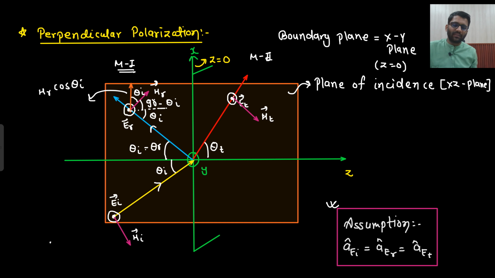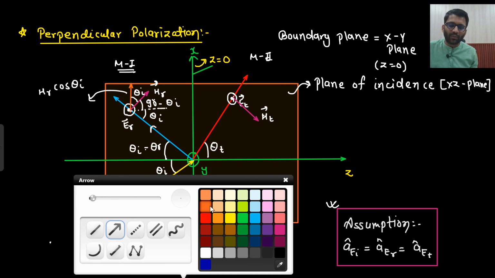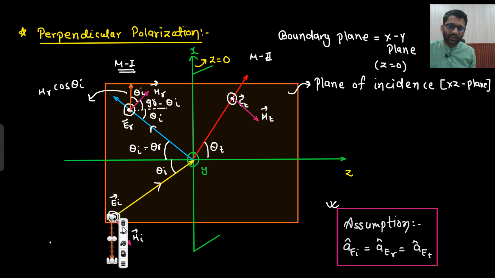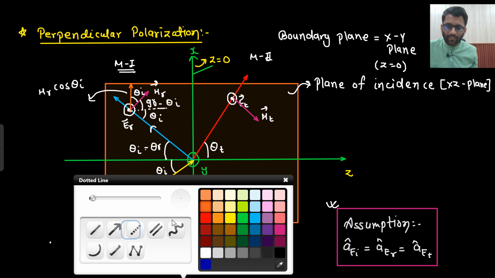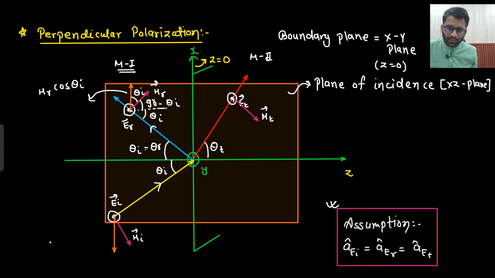Now what about this? Which one will be the tangential component? This will be the tangential one, right? Because you can see the plane. This is my plane, so this will be the tangential component. Now let's try to find out. This is theta I. So what would this have been? 90 minus theta I, right? Then what would this have been? Theta I only. So what would this component be? HI cos theta I, right?